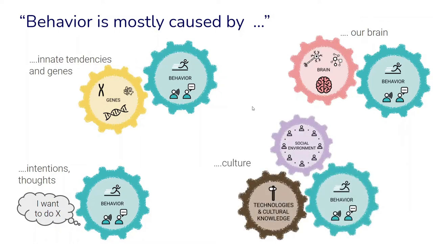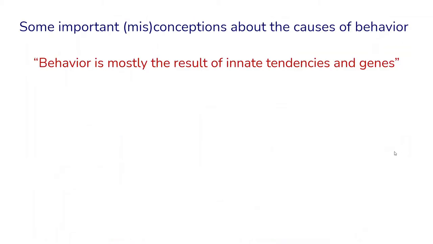And other times, other people might more bring in things about the local culture and the social environment that people are in that might influence how they do what they do and how they think. Now, of course, in reality, it's really all of those and more things together that we need to be able to bring together if we really want to have an understanding about why people might behave the way they do. And so here are just some important conceptions, again, about causes of behavior. We could consider them misconceptions, depending on how we want to interpret and approach these ideas.